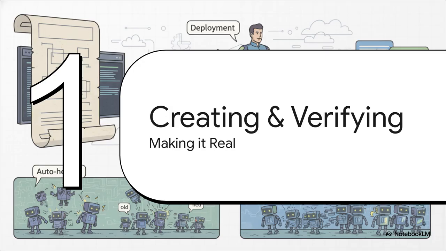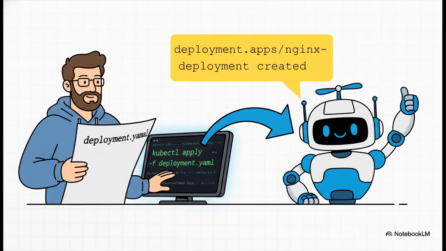All right, section 2, creating and verifying. Let's bring this blueprint to life. Okay, we've got our YAML file. How do we make it real? It's literally one command, kubectl apply -f deployment.yaml. That's it. We're just handing our blueprint to Kubernetes and saying, go make this happen. And Kubernetes takes it from there.